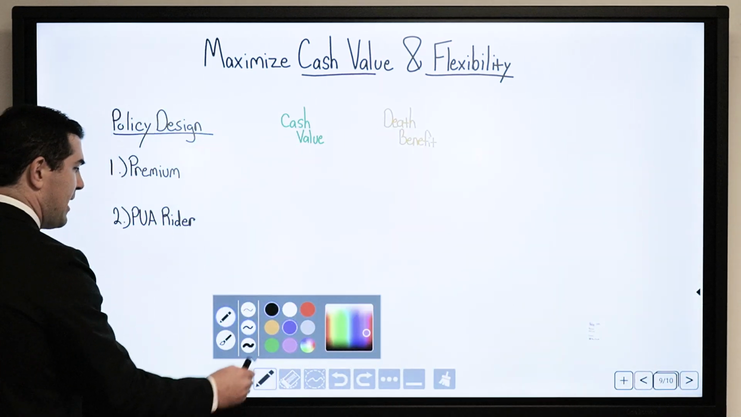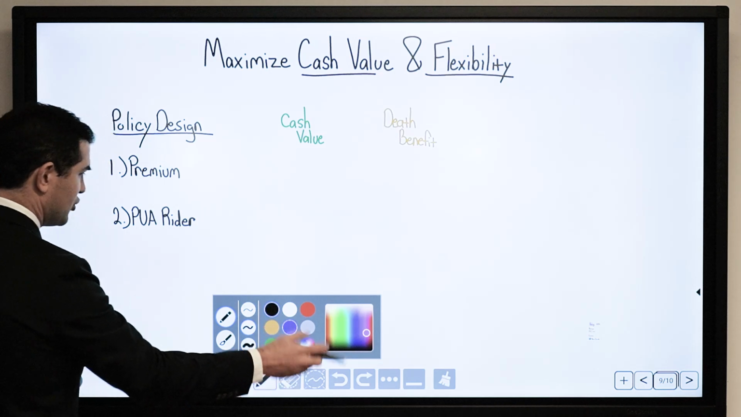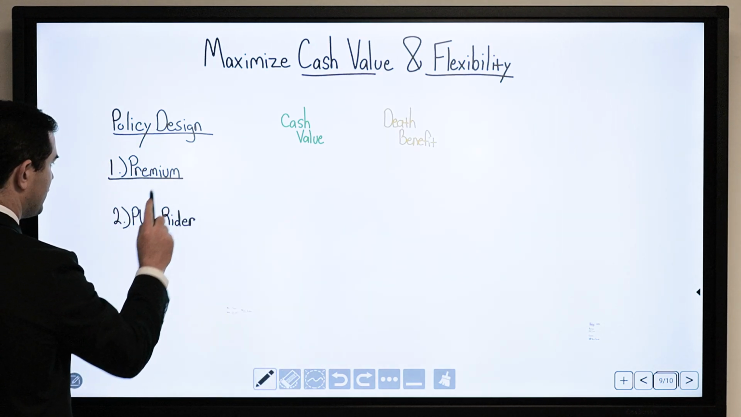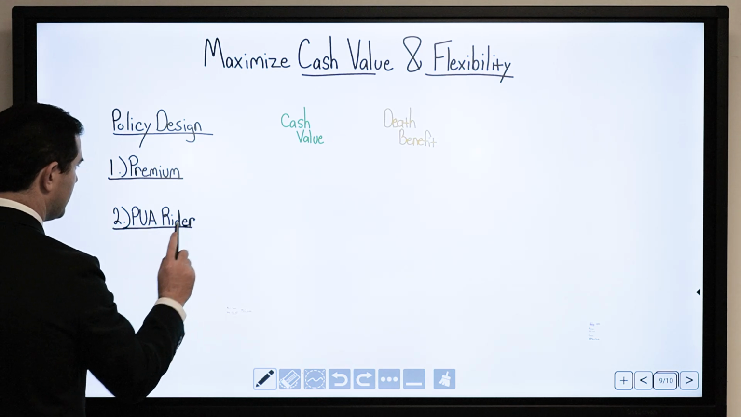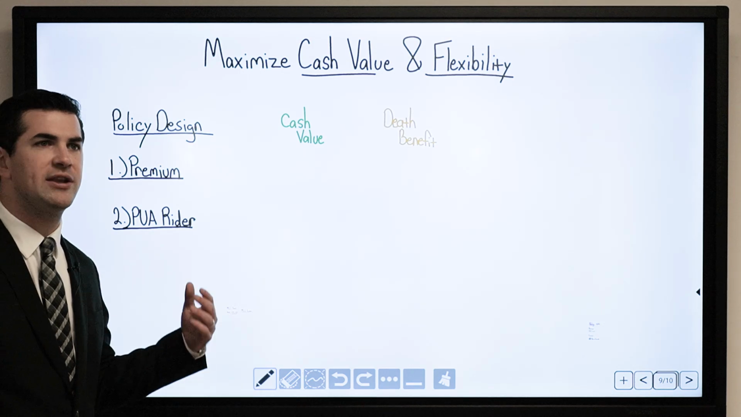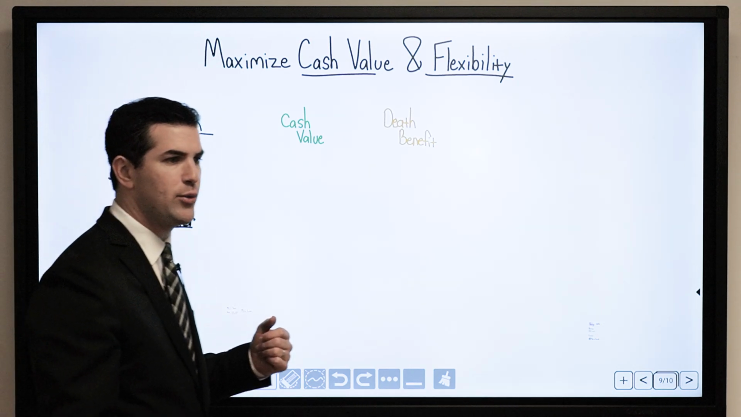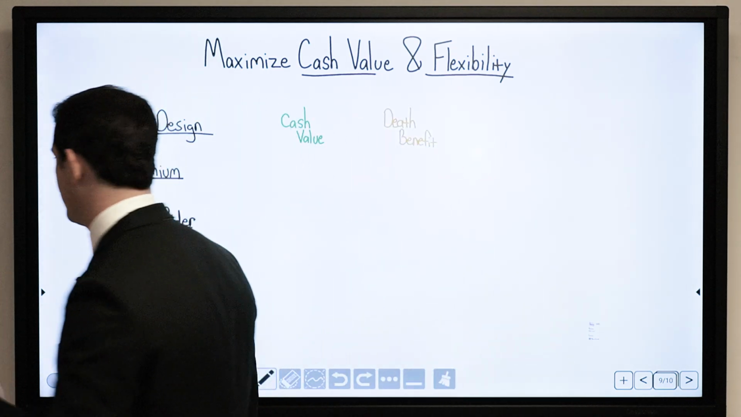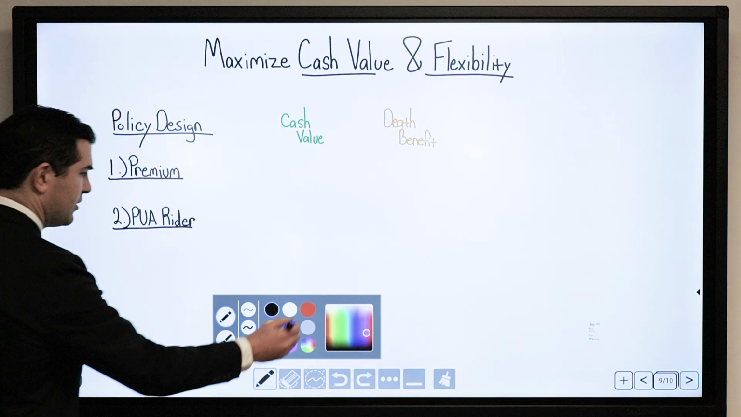So when we pay any amount of money into a life insurance policy, here's the thing on this. We can choose where it goes. I can direct it toward the insurance premium or what is called a PUA rider. PUA stands for paid up additions. So I want to understand the relationship of these two areas.